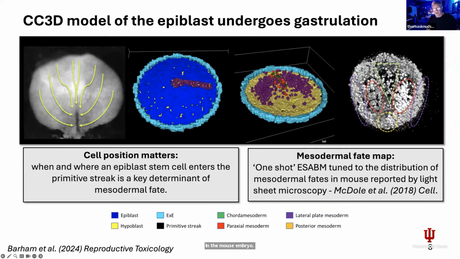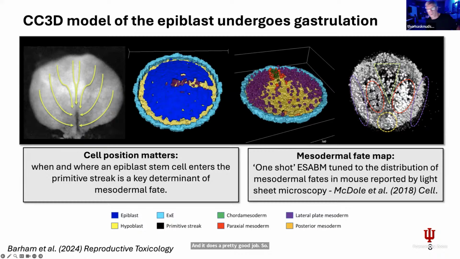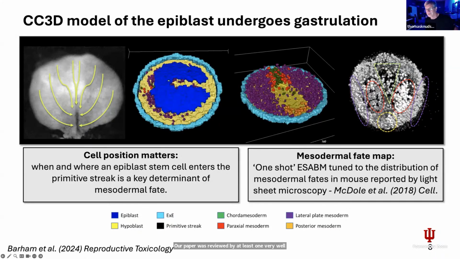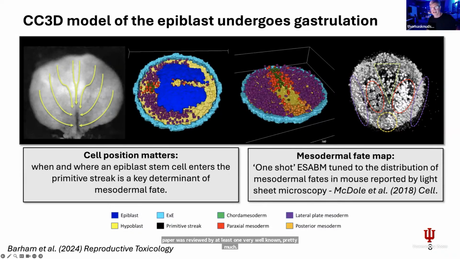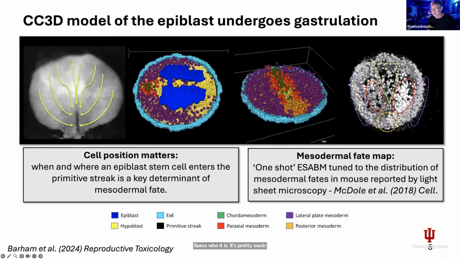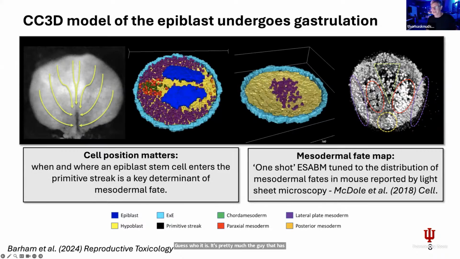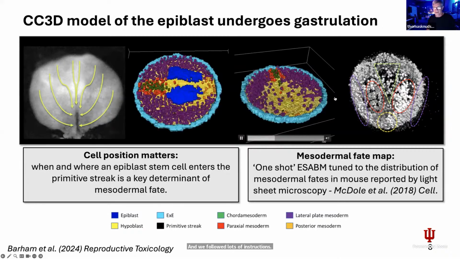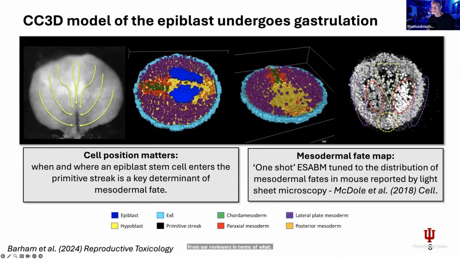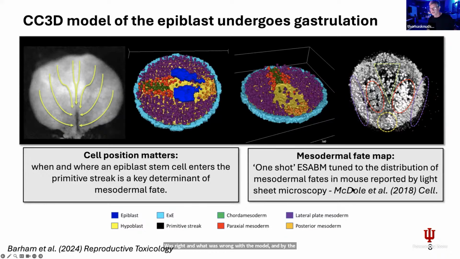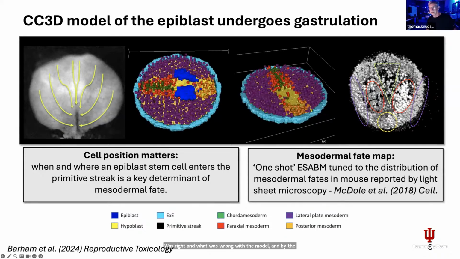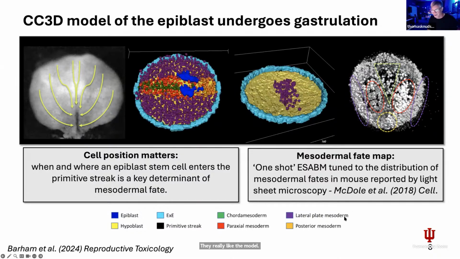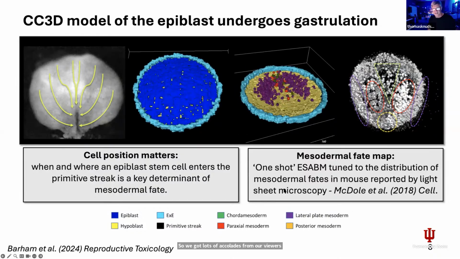So our paper was reviewed by at least one very well-known developmental biologist. I pretty much guess who it is. It's pretty much the guy that has characterized the primitive streak. And we followed lots of instructions from our reviewers in terms of what was right and what was wrong with the model. By the time we got to this point, and I think our other reviewer was actually Katie McDowell, they really liked the model. So we got lots of accolades from our reviewers, and that's now published in Reproductive Toxicology.